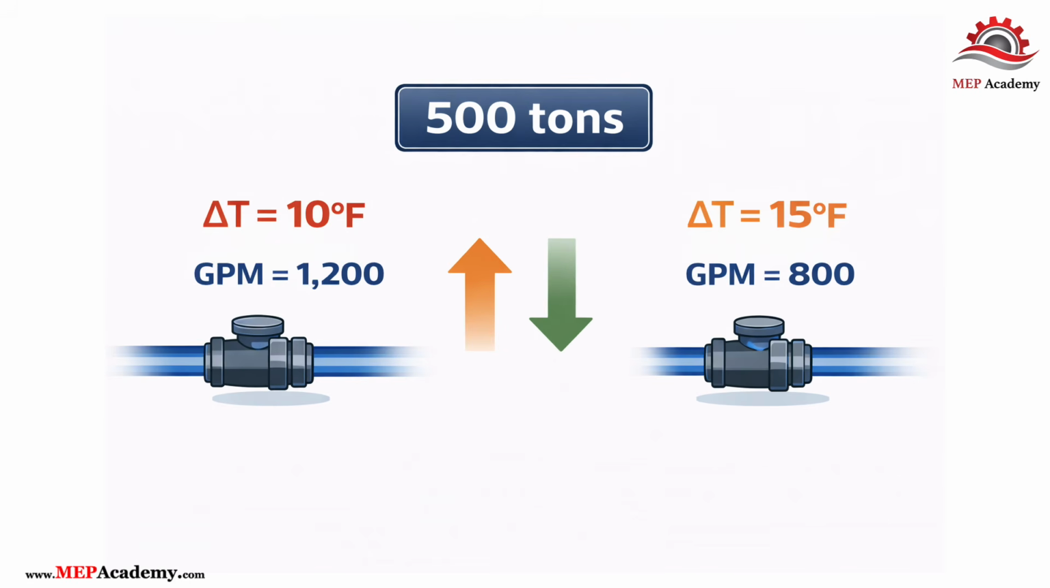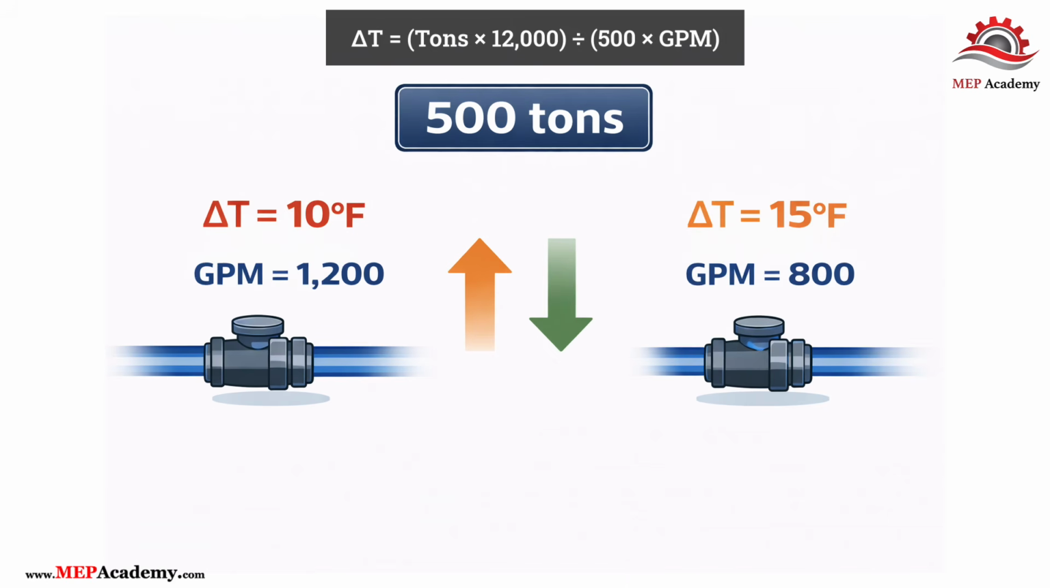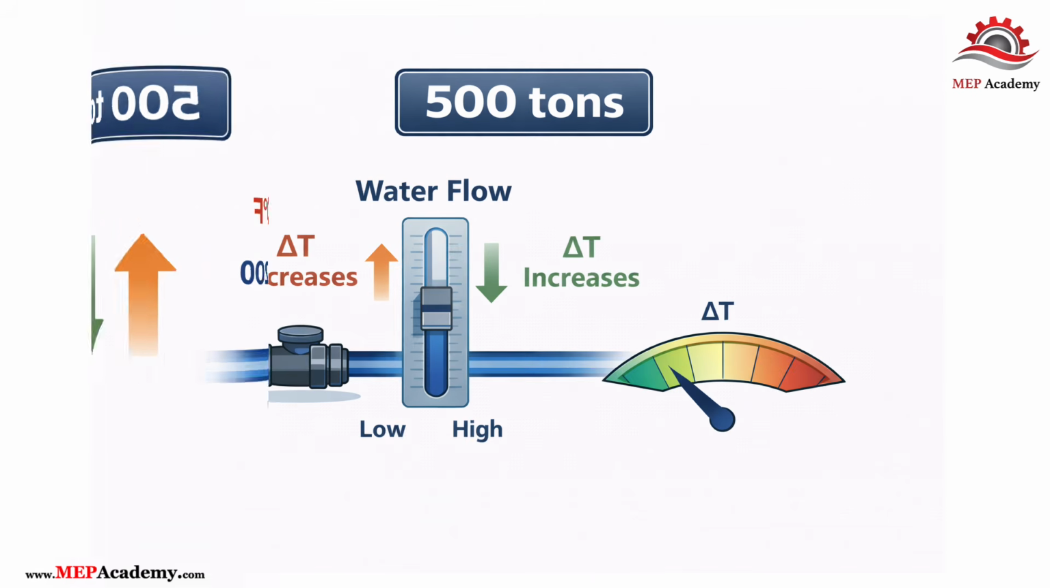Core relationship number 2. At a fixed load, changing flow forces DT to change. The inverse is also true. If water flow changes while the load remains constant, the temperature difference must adjust to compensate. If flow increases while the load stays the same, the temperature difference must decrease. If flow decreases, the temperature difference must increase. This relationship is automatic and unavoidable. The system will always balance flow and temperature difference to satisfy the load.